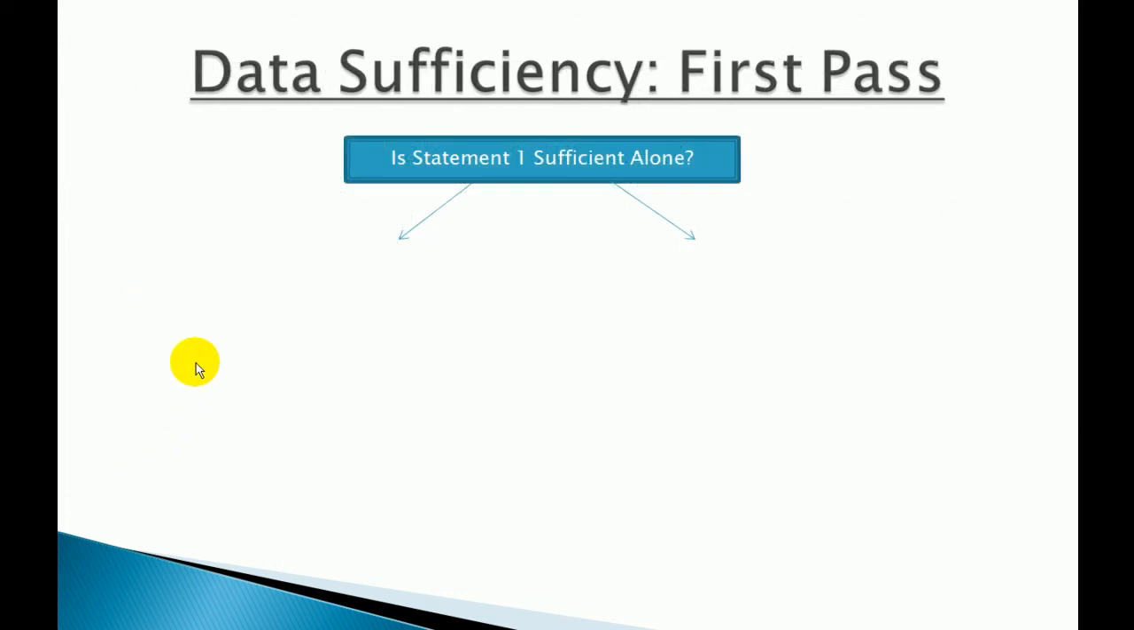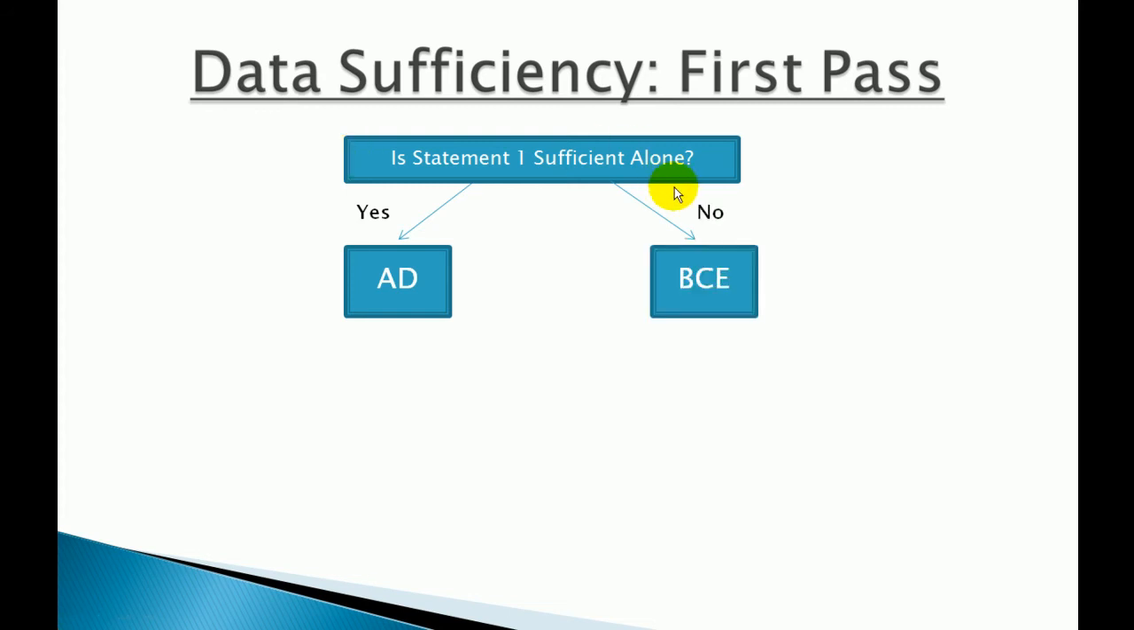Now, to begin introducing the standard method for answering data sufficiency questions, you're going to begin by asking, is statement 1 sufficient alone? And if it is, then the answer to the question will be A or D. If it's not, then the answer to the question will be B, C, or E. As we'll see on the next slide, the method is a little more complex than this, but you're always going to begin by asking, is statement 1 sufficient alone? And you'll be able to narrow down the answer choices to either A, D, or B, C, E.